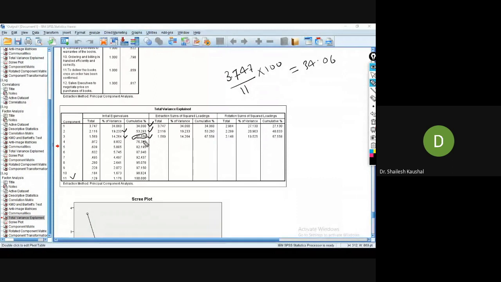67.558. And I told you the percentage of variance should be greater than 60%. So it is 67 point this. So these values are the same as I have calculated here.